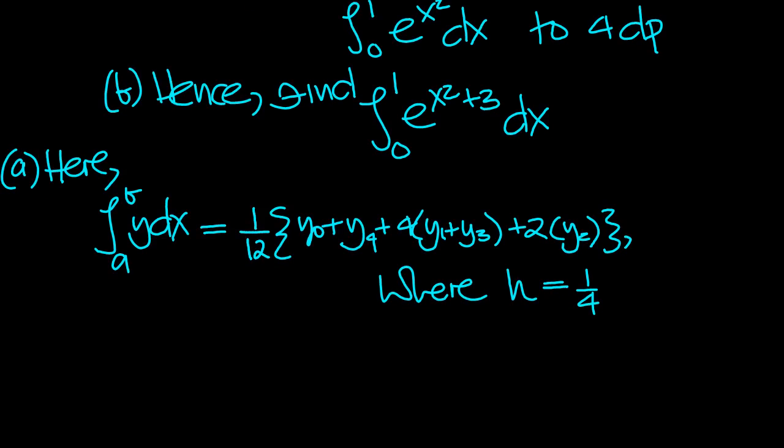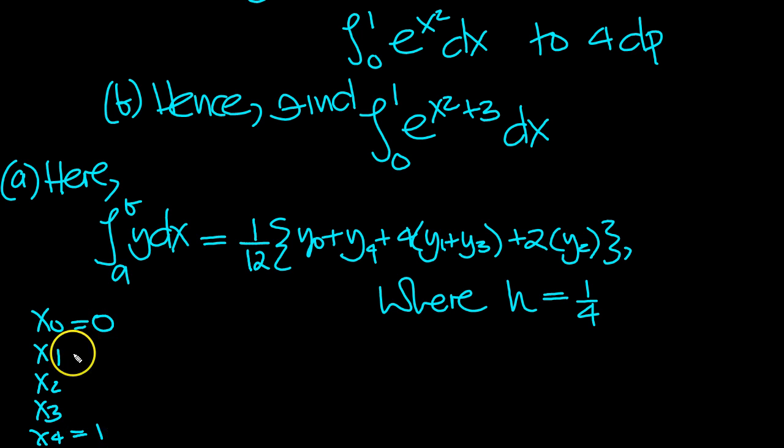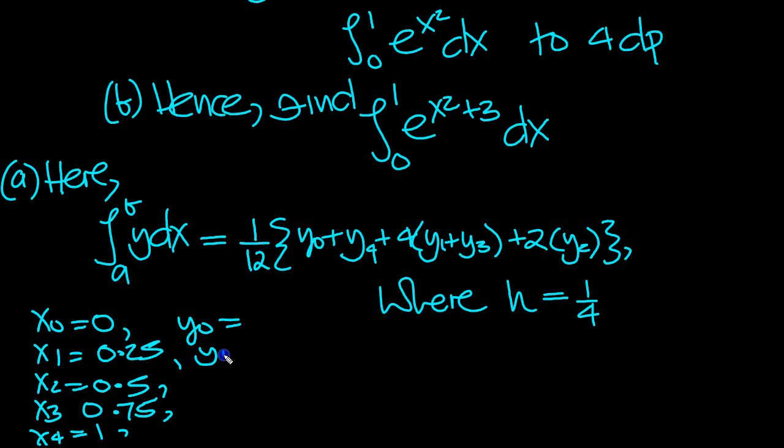So we need the ordinates y0 to y4 for e to the x squared, isn't it? So let's do that then. So x0, x1, x2, x3 and x4. We're starting from 0 and we're going to 1. And we're going up in increments of a quarter, aren't we? So this is 0.25, 0.5 and 0.75. So that's what we've got then. In each case we need to work out the y ordinates. So we'll put them down now.